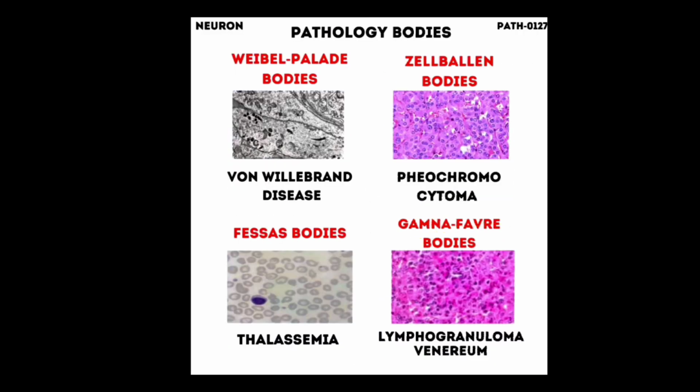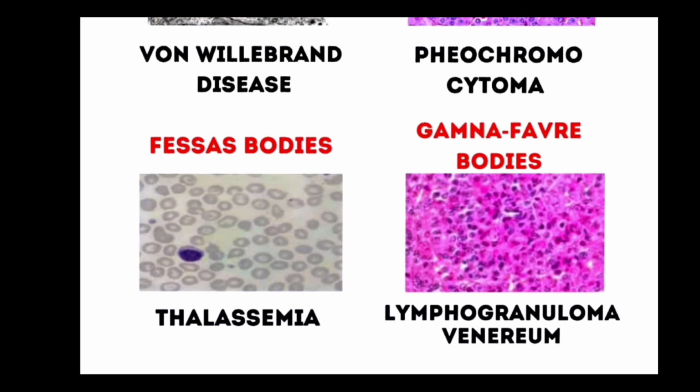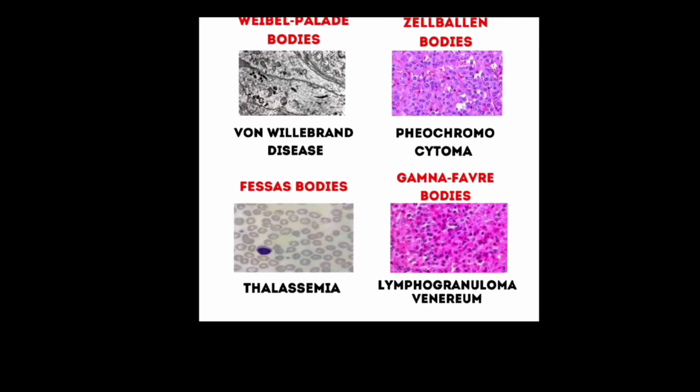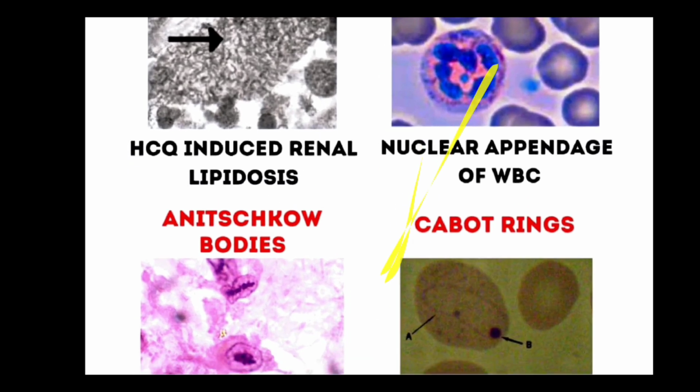Next is Weibel-Palade bodies, seen in von Willebrand disease. Zellballen bodies are seen in pheochromocytoma. Next, Fessas bodies are seen in thalassemia, and Gamna-Favre bodies are seen in lymphogranuloma venereum. Curvilinear bodies are seen in HCQ-induced renal lipidosis, and Döhle-like Davidson bodies are nuclear appendages of WBC. Go through them.